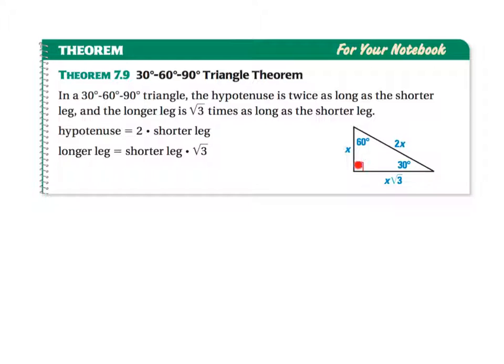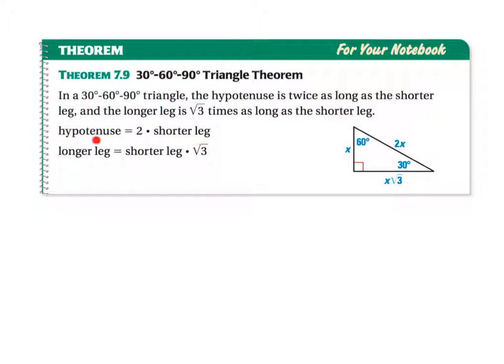Thinking back to the triangle theorems that we had about the shorter sides being across from the smaller angles, the shorter side is always going to be across from the 30 degree. The longer leg is always going to be across from the 60-degree angle, and the hypotenuse, of course, is always going to be the longest side. So if I know what the shorter leg is, again, that's the side across from the 30, the shorter leg times 2 gives me the hypotenuse, and the shorter leg times the square root of 3 gives me the length of the longer leg.